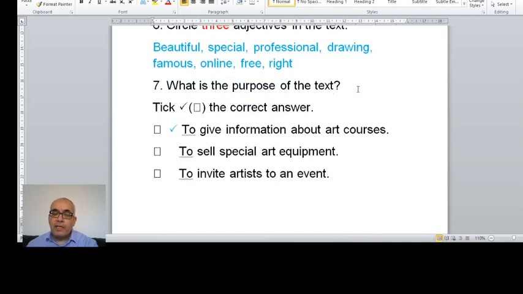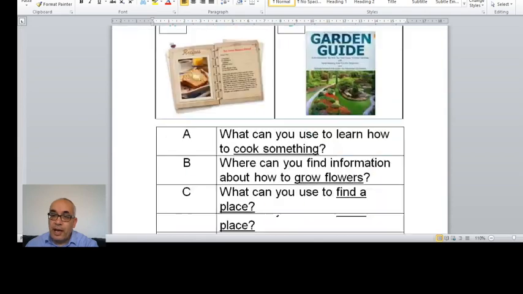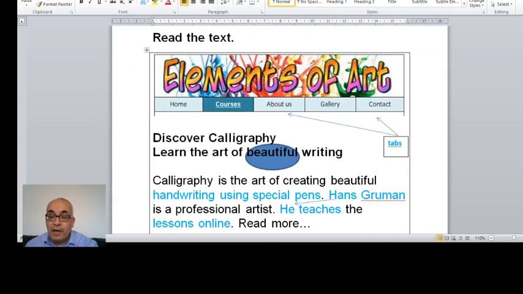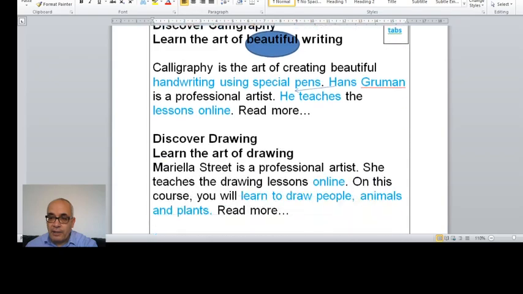What is the purpose of the text? What's purpose? Purpose means why this text has been written. What is the reason? When we write something, we have a reason. Why do we write it? And the answer is to give information about art courses. How do I know the answer? Look at the title of the text. Sometimes there is a subtitle under the title. Read it and read the first sentence in each paragraph. In this way, you will find the answer about the purpose of a text very quickly.